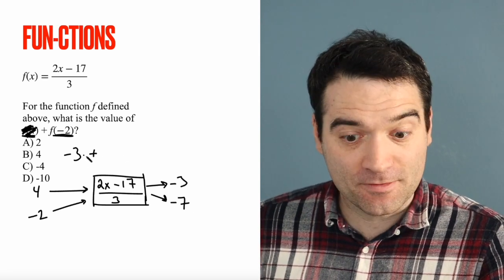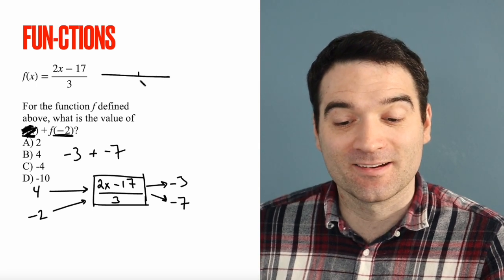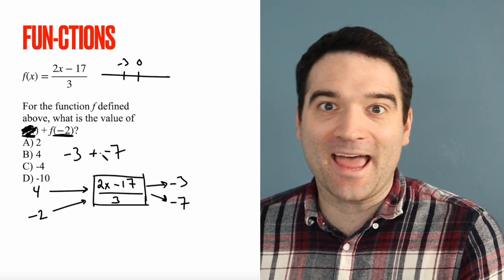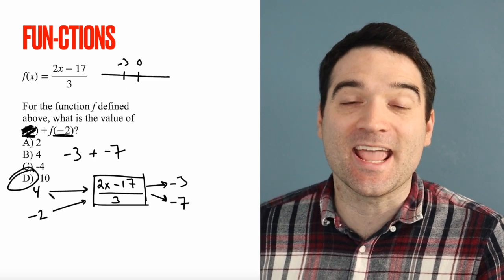So I get negative 3 plus negative 7. Use the number line again if you need it, right? There's 0, there's negative 3. What happens when I add negative 7 or take away negative 7? Well, I go down to negative 10.